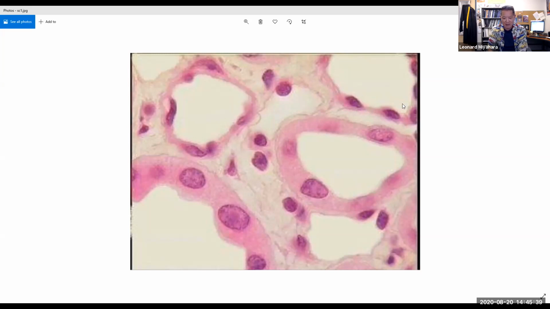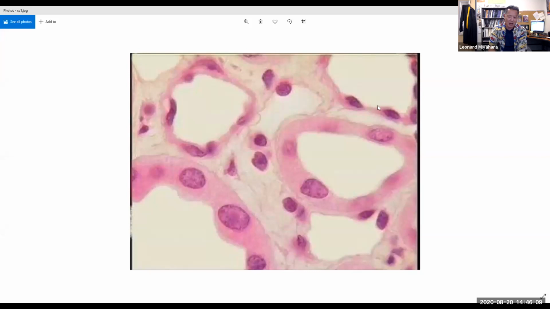Here's another one of the same tissue. So do you see a basement membrane and a free surface? You might not see the basement membrane, but this hole is definitely the free surface. This is lining the inside of a tube. How many cell layers thick is this? Simple. Simple cuboidal. One cell layer thick is simple.